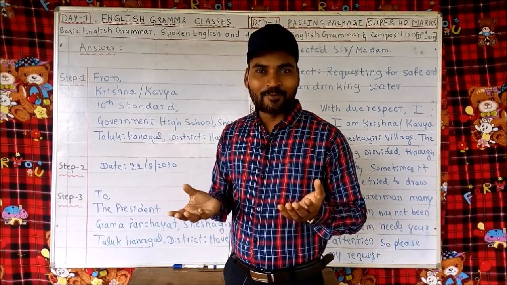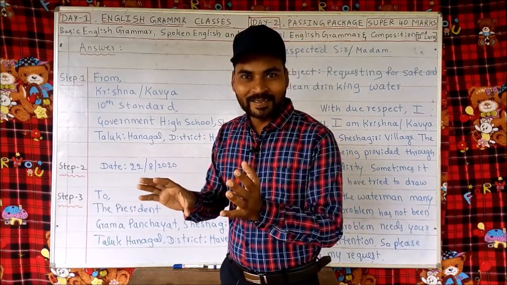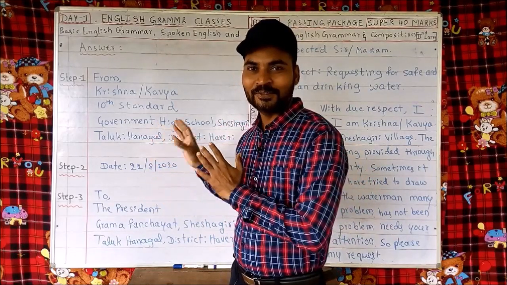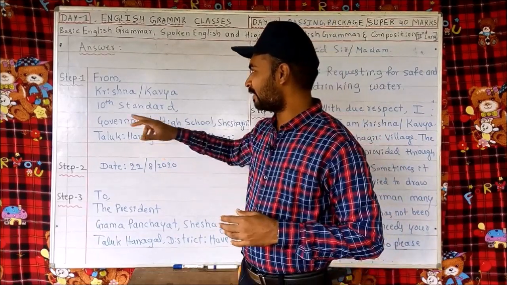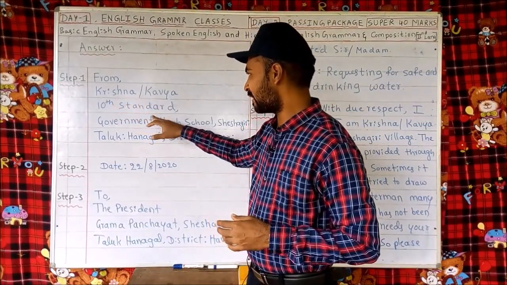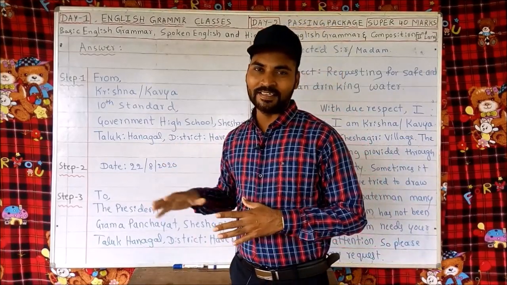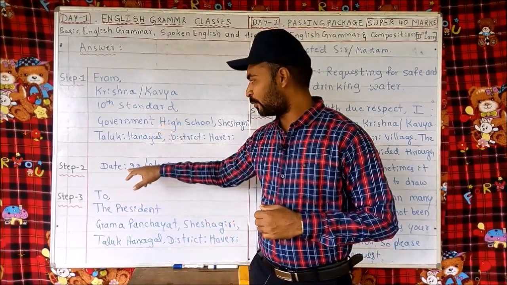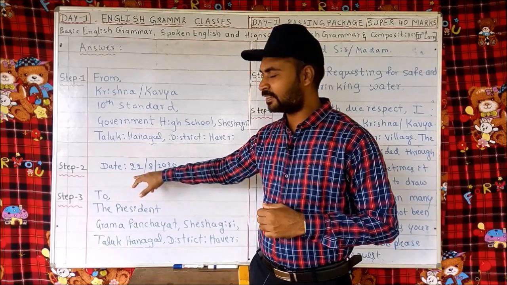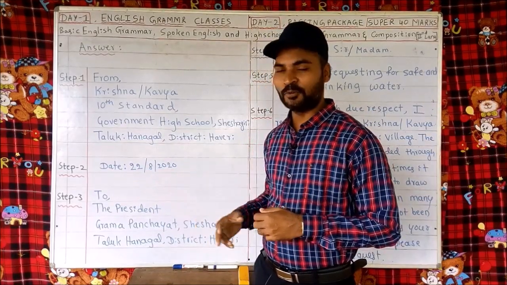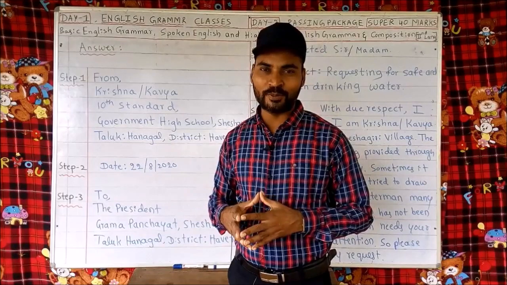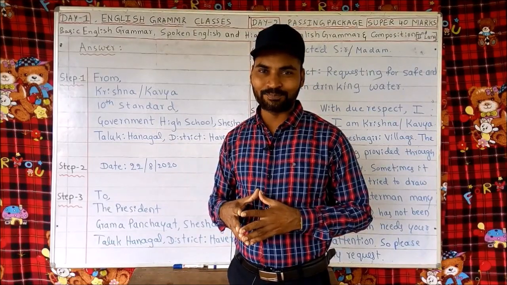As usual, whatever address is given in that question, that address itself we have to write here. From Krishna Kavya, 10th standard, Government High School, Sheshagiri, Taluk Hangal, District Haveri. Then step 2 is date. We have to mention the date, 22/8/2020. Any pattern you may use to write date.